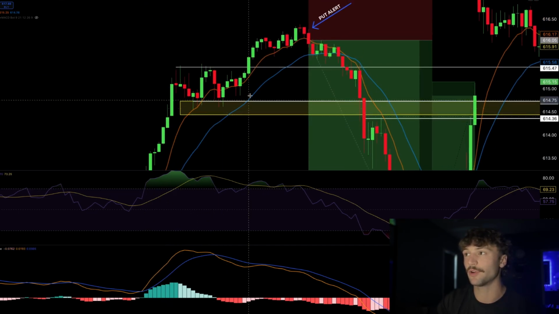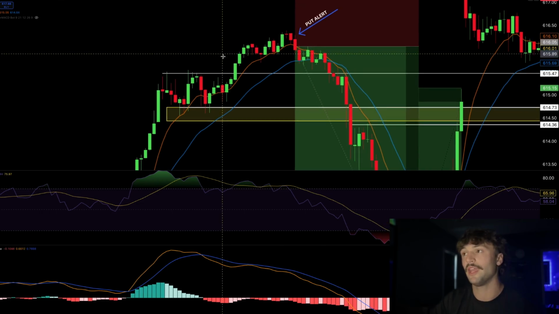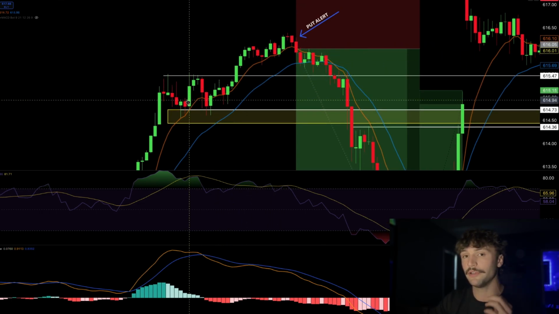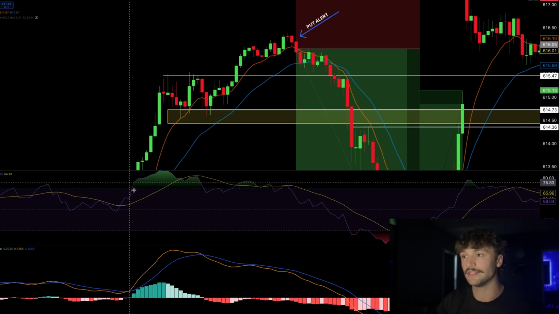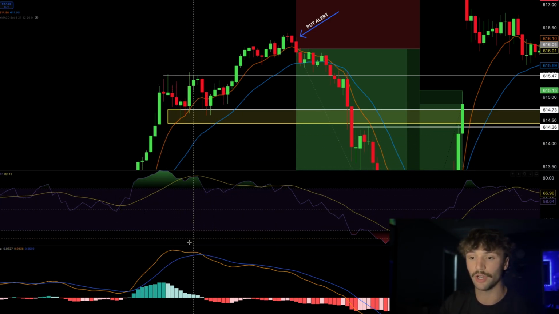Now, I was looking at this for a liquidity sweep where we could maybe come back down. I could grab some calls and we run it up. And it looks like we did actually get that. We got a little bit of a push out of there, but I was also very aware that we saw this nice overbought zone in the RSI, and we also saw this cross in the MACD.